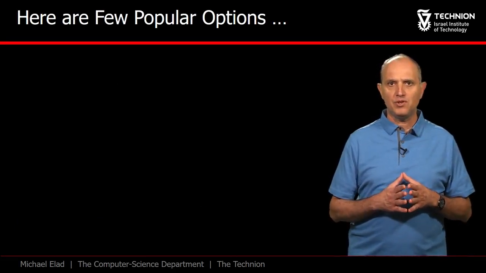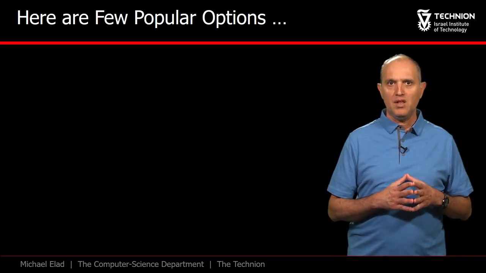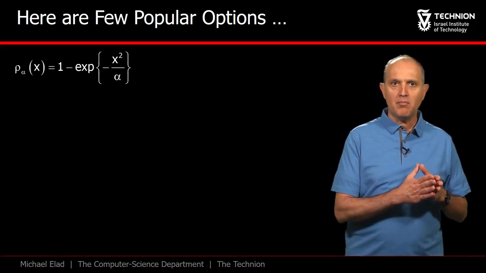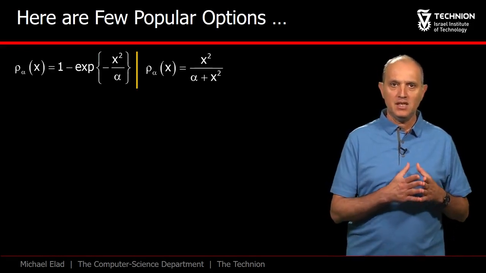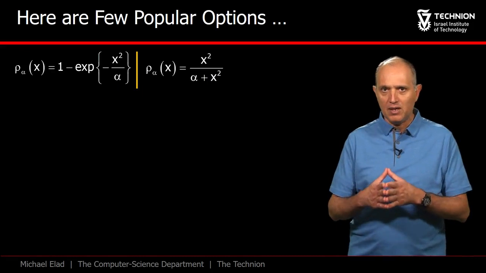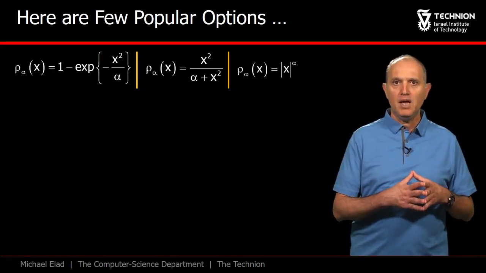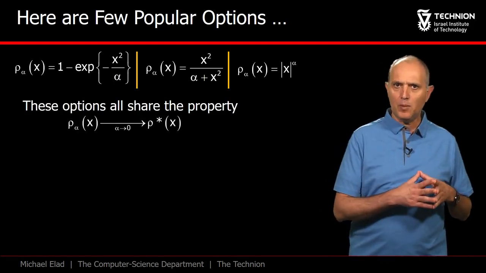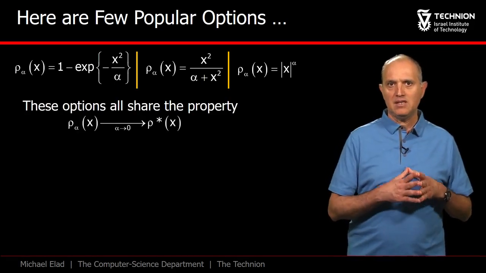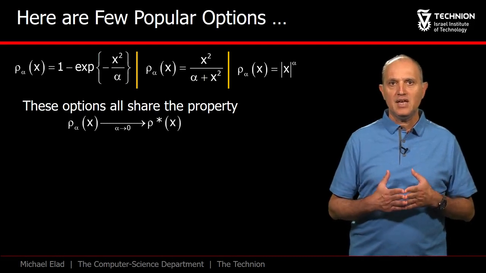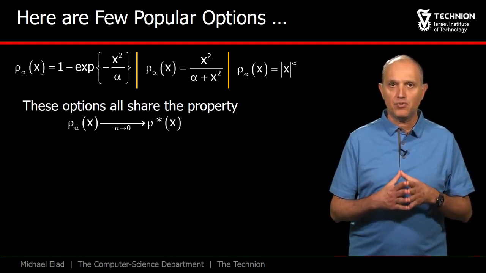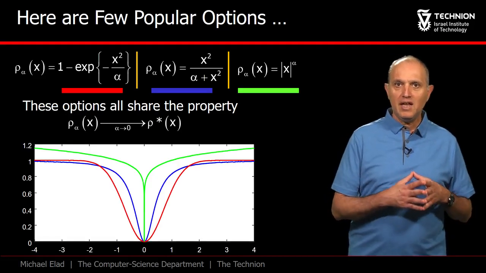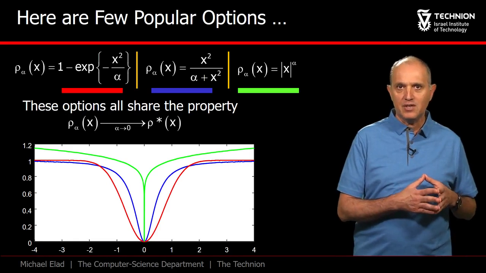Here are three smooth versions of the indicator function rho star, and these are commonly used in relaxing the L0 expression. The first is 1 minus a Gaussian curve. The second is x squared divided by alpha plus x squared. The third is simply absolute value of x to the power alpha. All these and many other options share something in common. As alpha tends to 0, these functions get closer and closer to the indicator function rho star. Here is a graph presenting these functions. Observe the relation between the color of the curves and the functions.